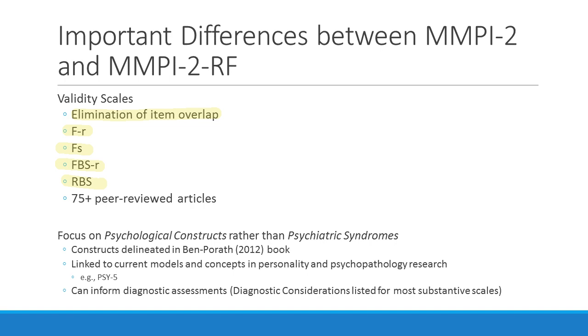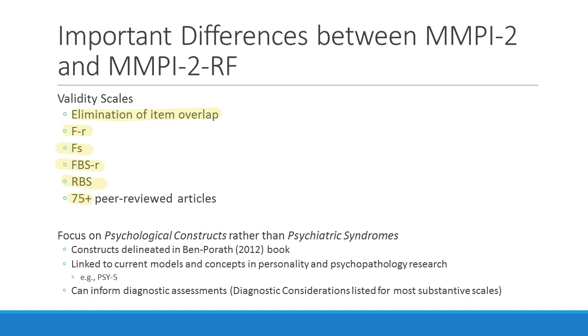There's now been a ton of studies on the validity scales, over 75 studies alone that have focused on one or more of the validity scales on the MMPI-2-RF. And there are even two meta-analyses published now on the over-reporting scales showing great utility. So they're very well supported.